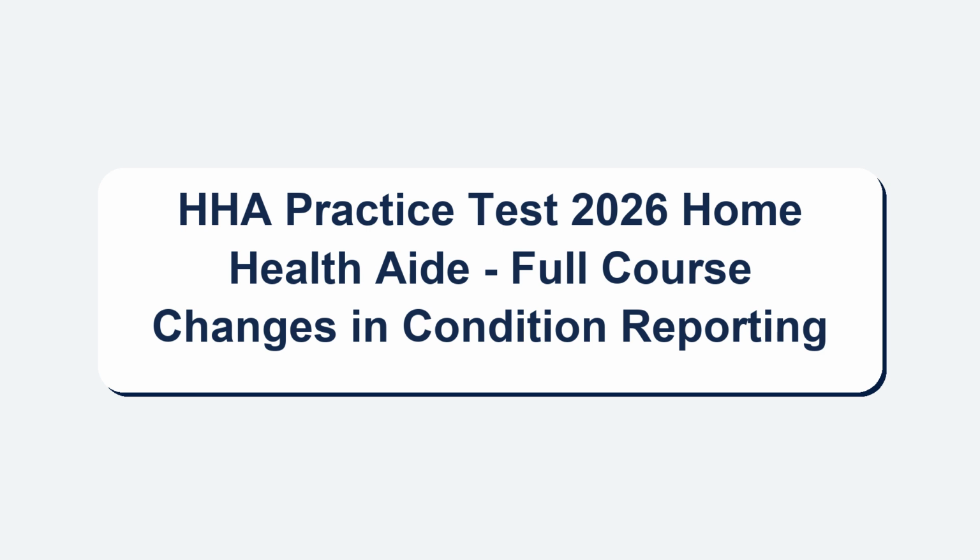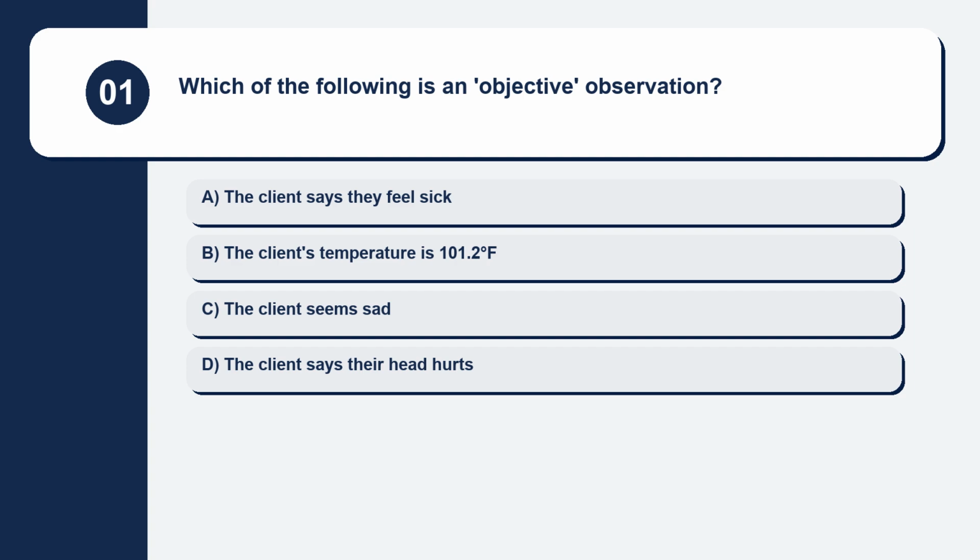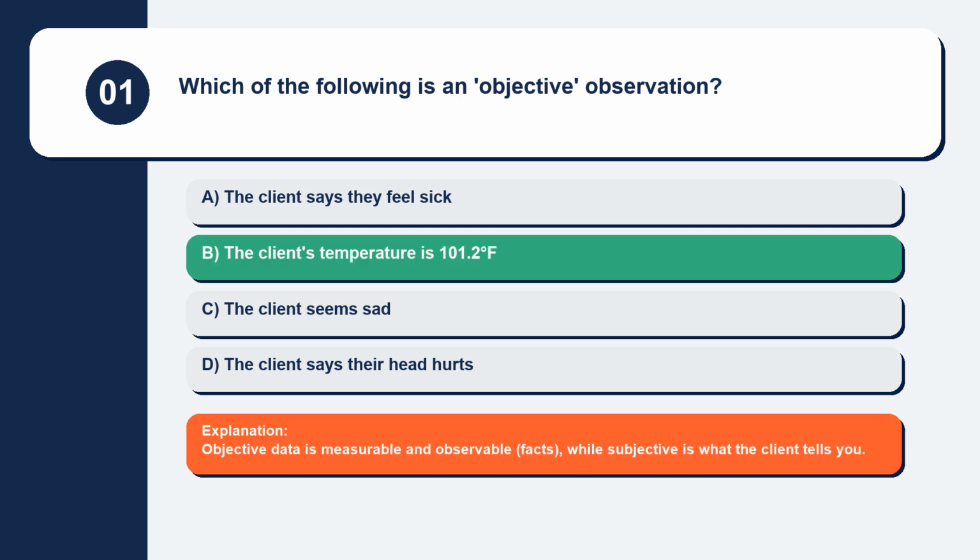HHA Practice Test 2026, Home Health Aide, Full Course. Changes in Condition Reporting. Question 1. Which of the following is an objective observation? The client says they feel sick. The client's temperature is 101.2 degrees Fahrenheit. The client seems sad. The client says their head hurts. Objective data is measurable and observable facts, while subjective is what the client tells you.